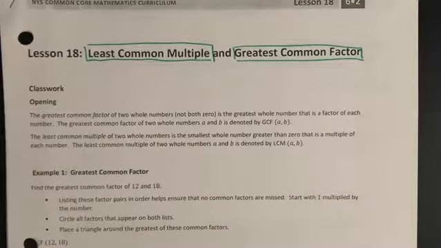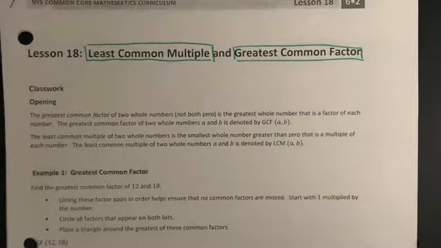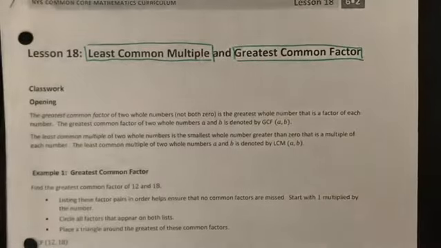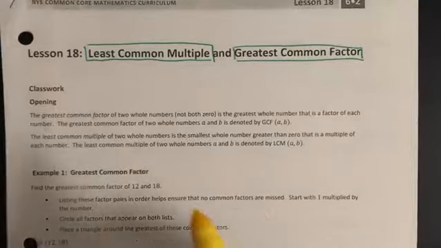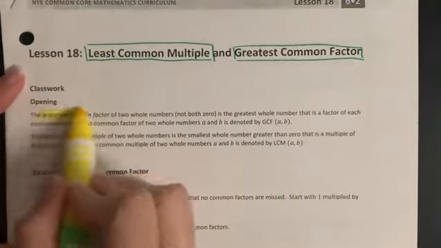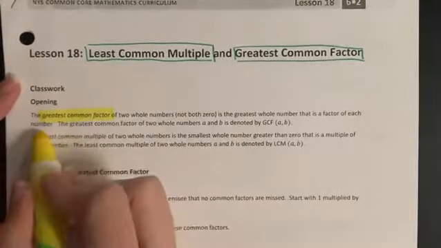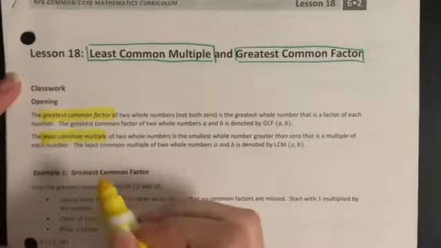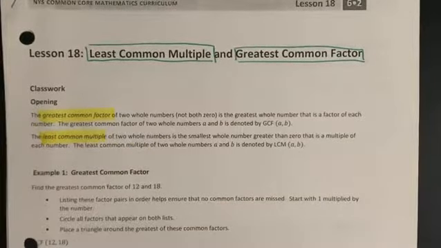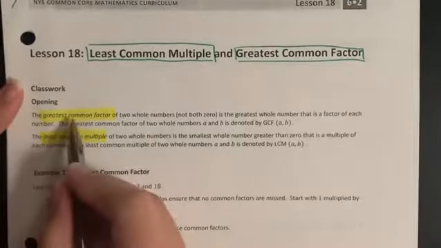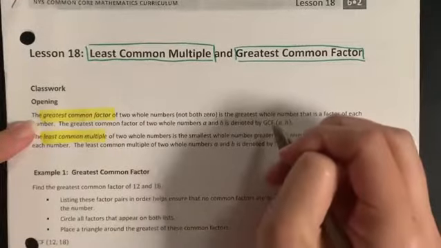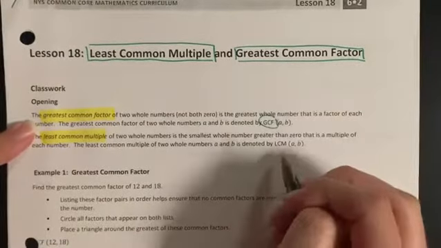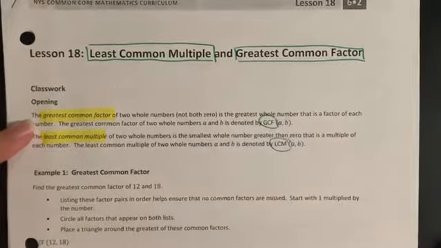The greatest common factor of two whole numbers is the greatest whole number that is a factor of each number. I know that sounds really wordy, but that's an academic definition. And then we have the least common multiple of two whole numbers is the smallest whole number greater than 0 that is a multiple of each number. So, in short, we're going to call greatest common factor GCF and least common multiple LCM.